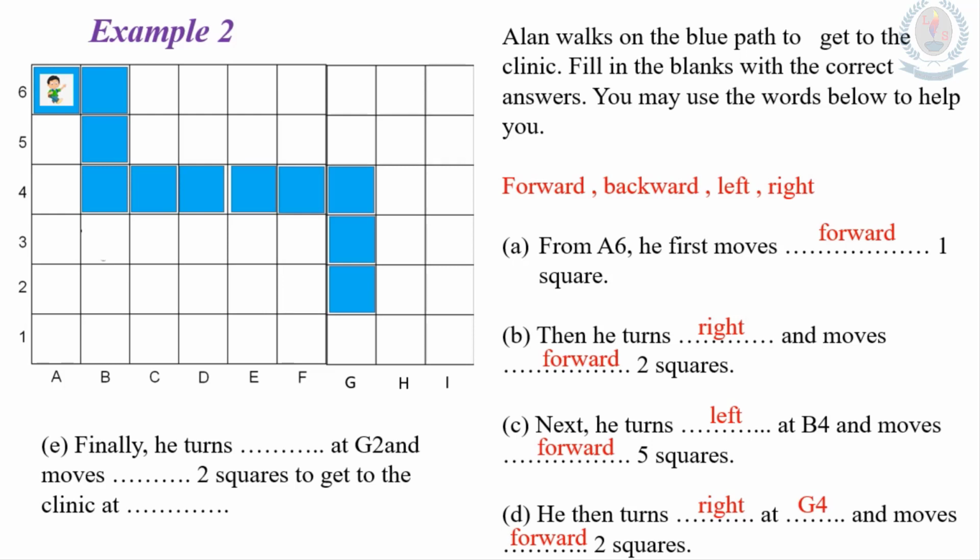Then finally he turns blank at G2 and moves blank 2 squares to get to the clinic. Look at the grid. Yes, what are the answers? Left, forward, I2. Finally he turns left at G2 and moves forward 2 squares to get to the clinic at I2.